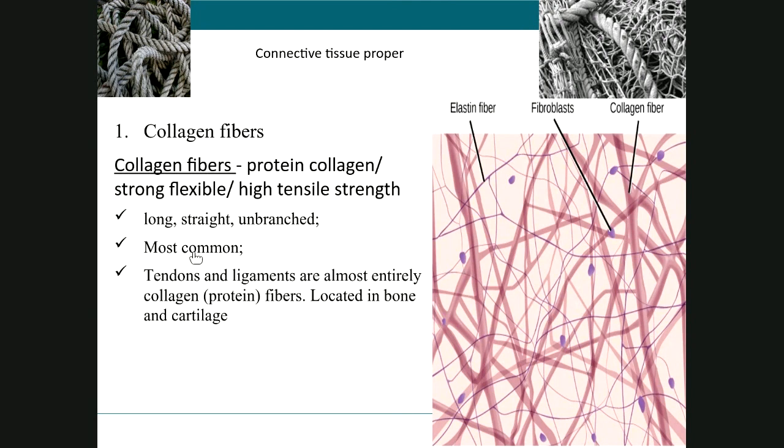Where do we need this? We need this type of fiber where we have tendons and ligaments, which are primarily collagen fibers. And also we have collagen in bone and cartilage.